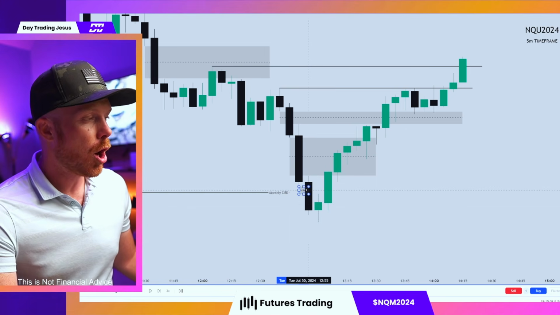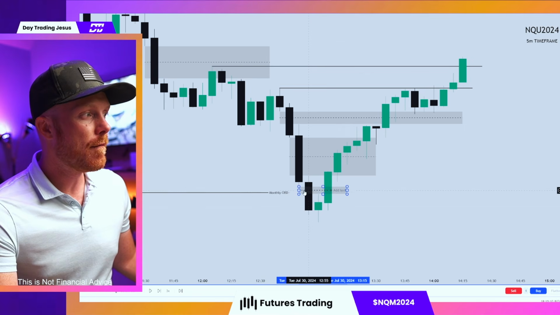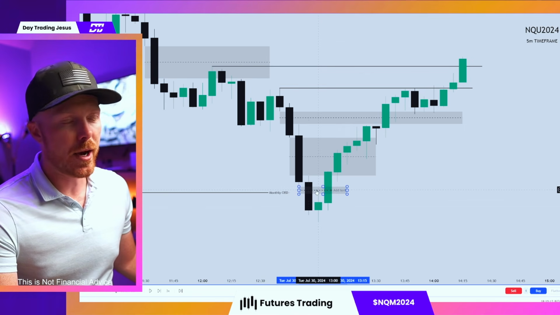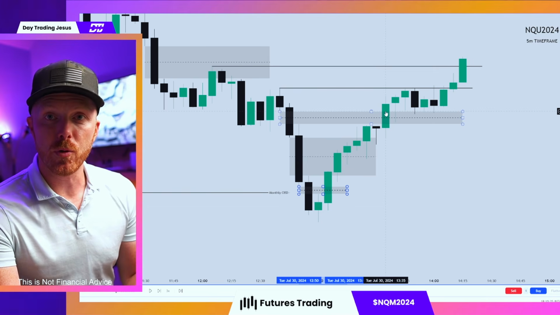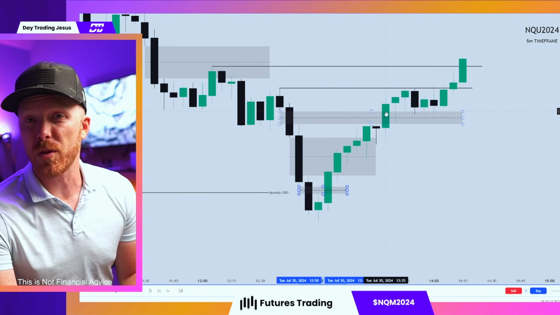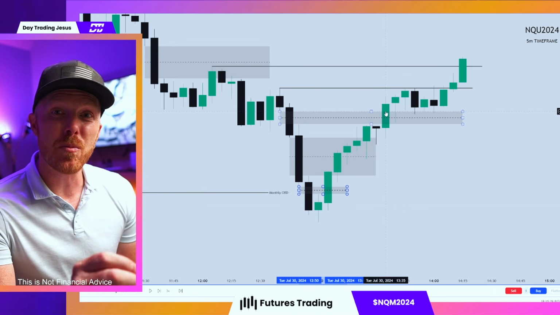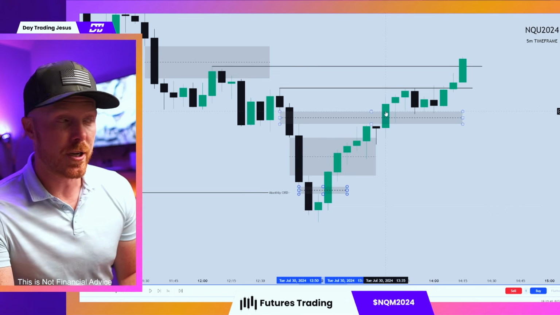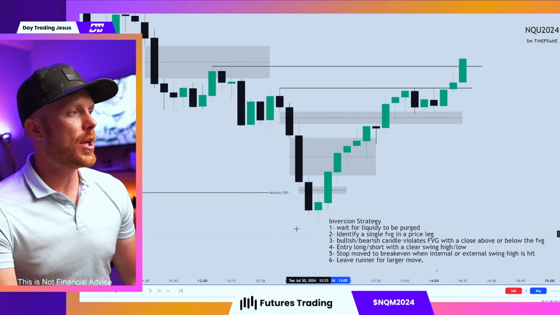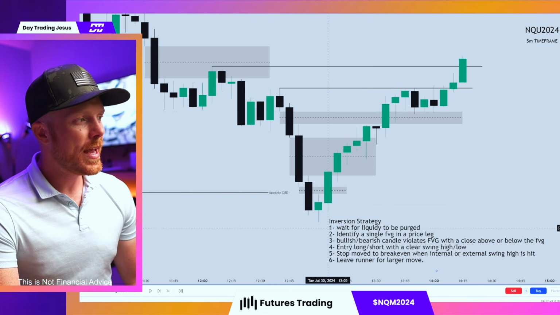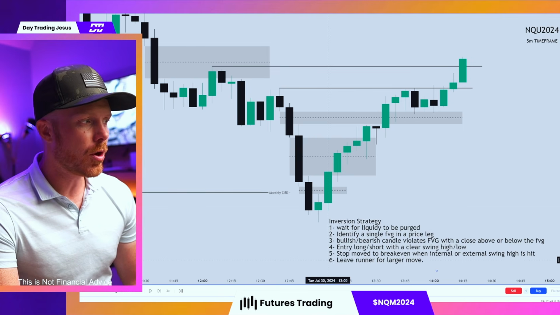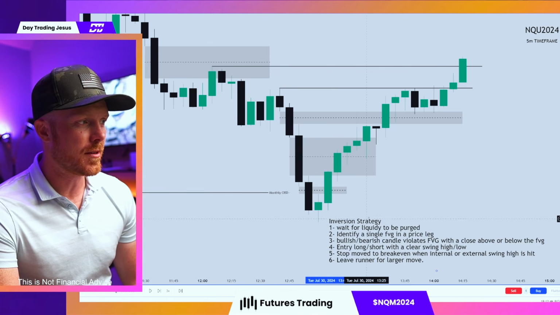How do we know that? Our first indication is we violated this fair value gap right here. The same way we use confluences or overlapping PD arrays with fair value gaps, we use in the same way with inversion fair value gaps. As we take a look at this section of price action, we have a list of criteria that we need to go through if we want to use this inversion strategy.